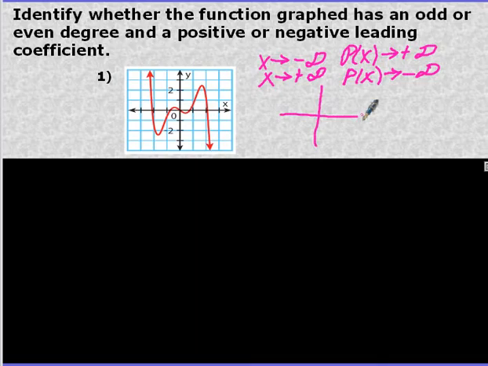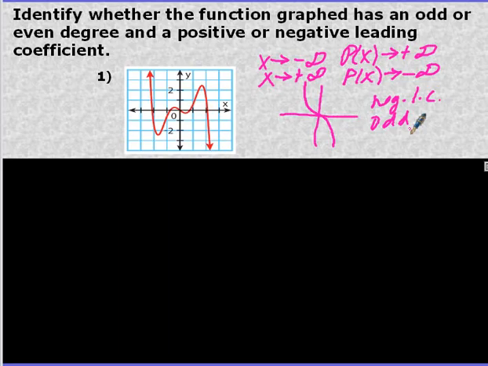And this means I have a negative leading coefficient, and it's of odd degree. So I'm trying to match the end behavior with one of the 4 graphs from the beginning of the presentation, and the only one that would match this type of behavior is this graph, which is negative leading coefficient, odd degree.